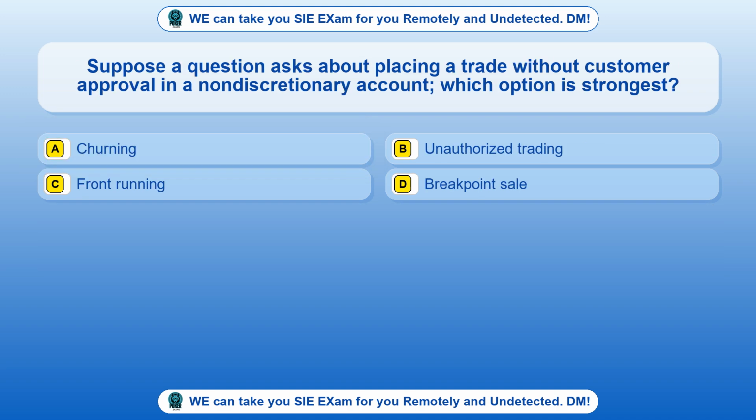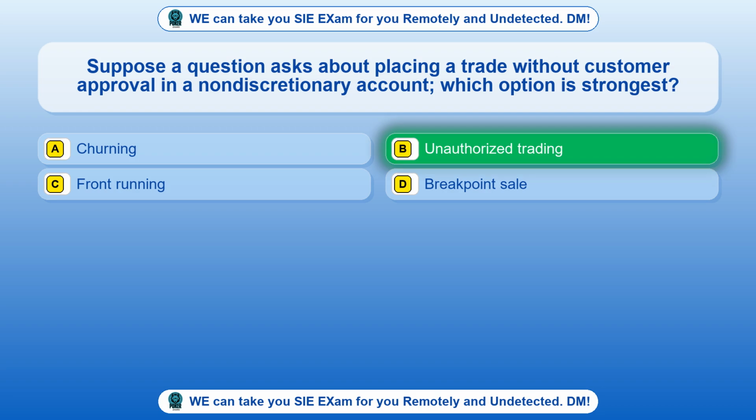Question 22. Suppose a question asks about placing a trade without customer approval in a non-discretionary account. Which option is strongest? Option A, churning. Option B, unauthorized trading. Option C, front-running. Option D, breakpoint sale. The correct answer is option B, unauthorized trading.